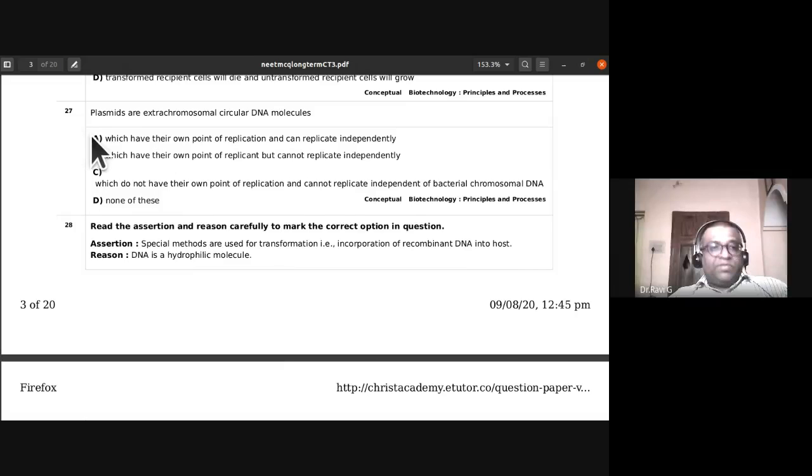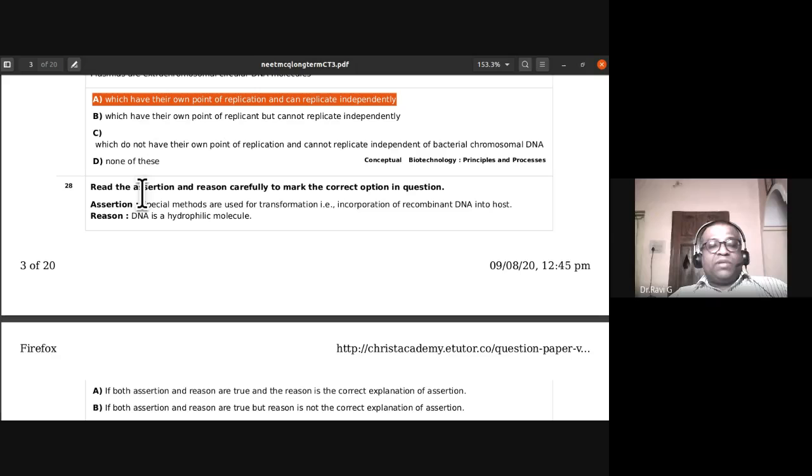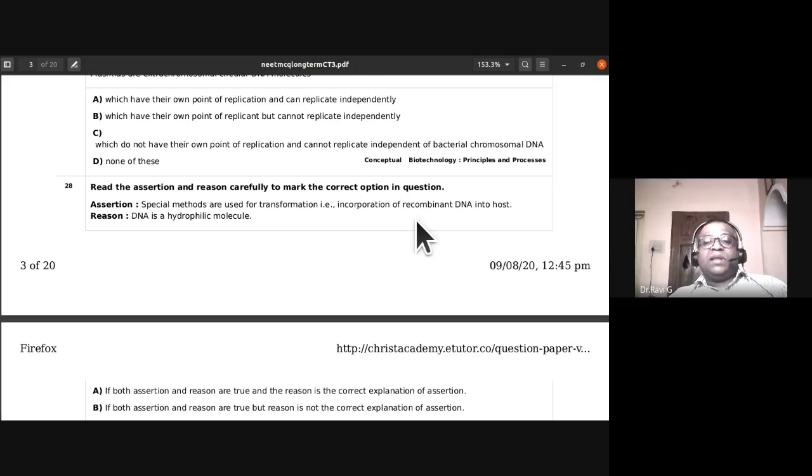Option A. Very good. It is option A, which have their own point of replication and they can replicate independently. Okay. So the 28th question, read the assertion and reason carefully to mark the correct option in the question. Assertion: special methods are used for transformation, that is incorporation of recombinant DNA into host. Reason: DNA is a hydrophilic molecule.